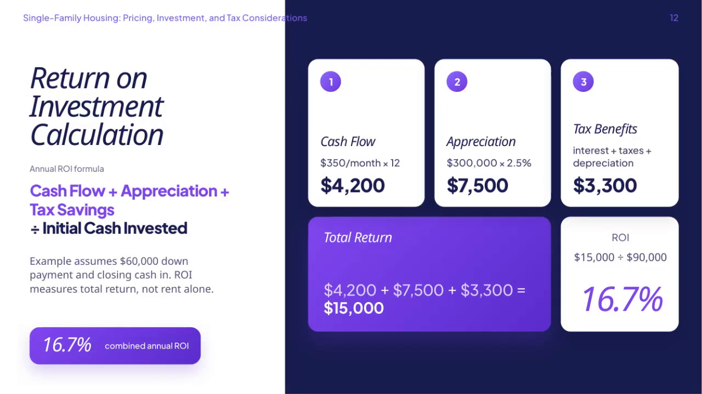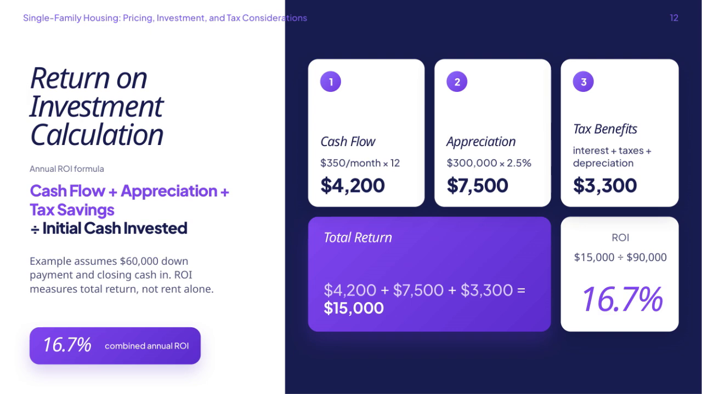Here, we're focusing on how to calculate the annual return on investment, or ROI, for a real estate property. The formula combines 3 key components: cash flow, appreciation, and tax savings, all divided by the initial cash invested. Let's break that down. Cash flow is the rental income you receive minus expenses, which in this example is $350 per month, adding up to $4,200 annually.